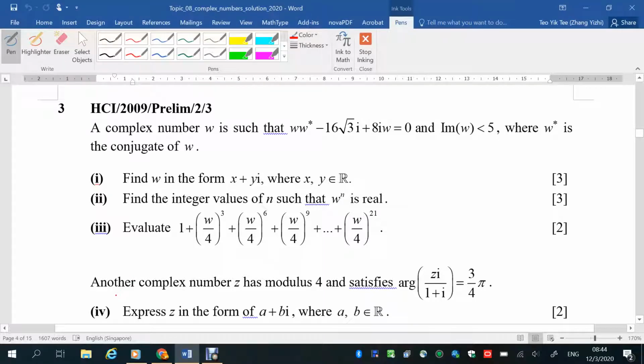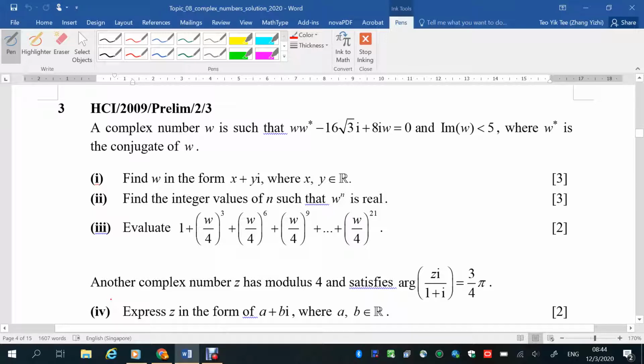Okay, I'll be explaining question number 3 of your topical revision, a topic on complex numbers. This question is rather interesting as it's quite different and there's a variety of skills that get activated in this question. So let's analyze the question first.